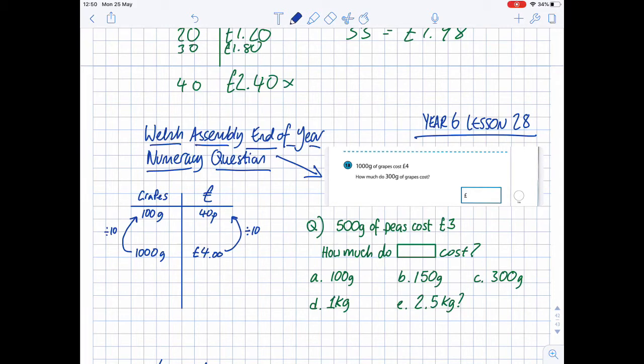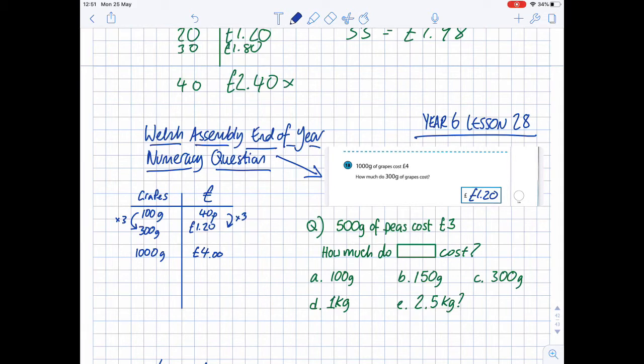Now I know how much 100 grams cost, I can go anywhere with it. Obviously, we need to work out 300 grams, don't we? So how can I now go from 100 to 300? I can multiply it by 3. And what I do to one side, I always have to do to the other. What's 40p times 3? It's £1.20. So how much did 300 grams of grapes cost? They cost £1.20.